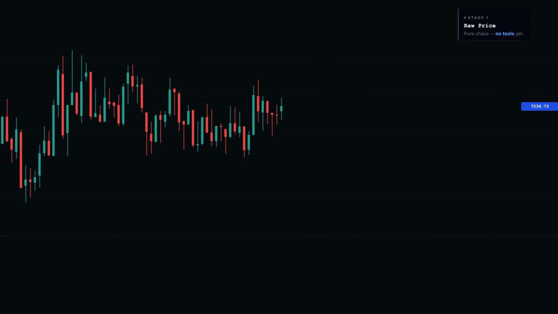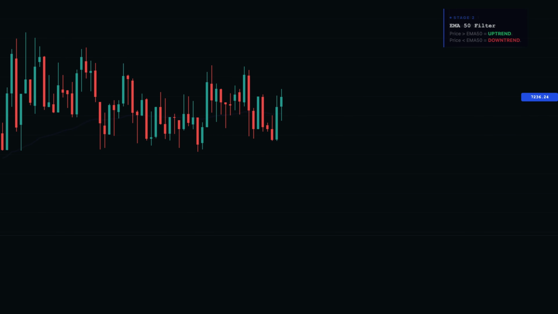Look at this. Raw price. Pure chaos. No direction. We need the right tools. A 50 EMA. This is our dynamic trend filter. Price above, we look for longs. Price below, we look for shorts.